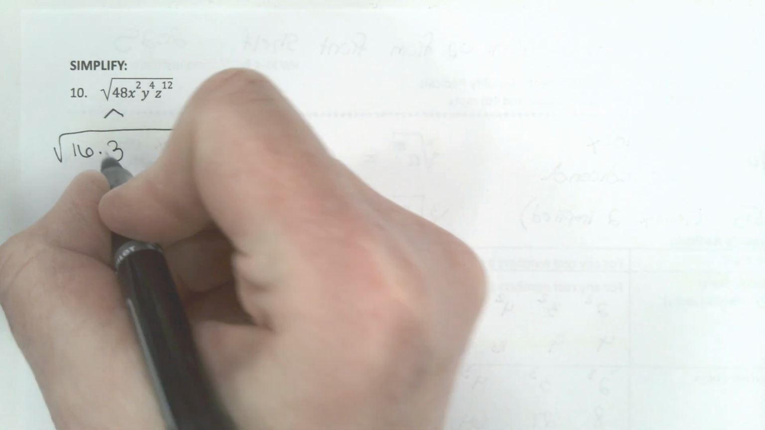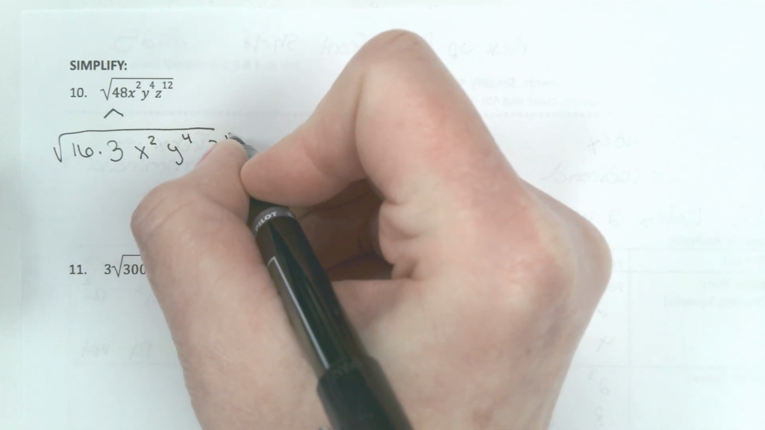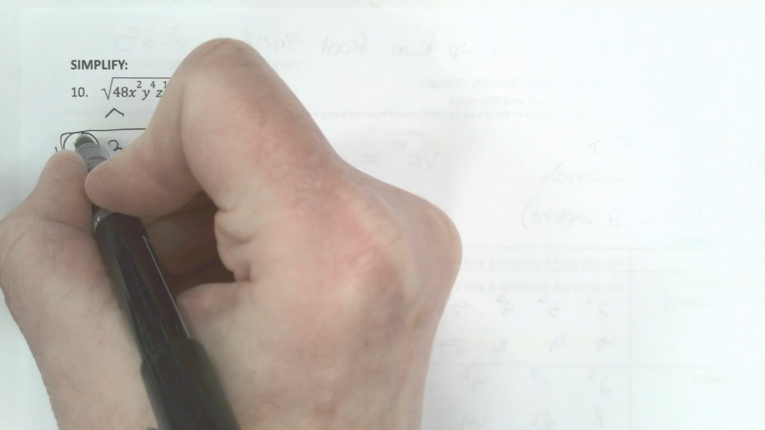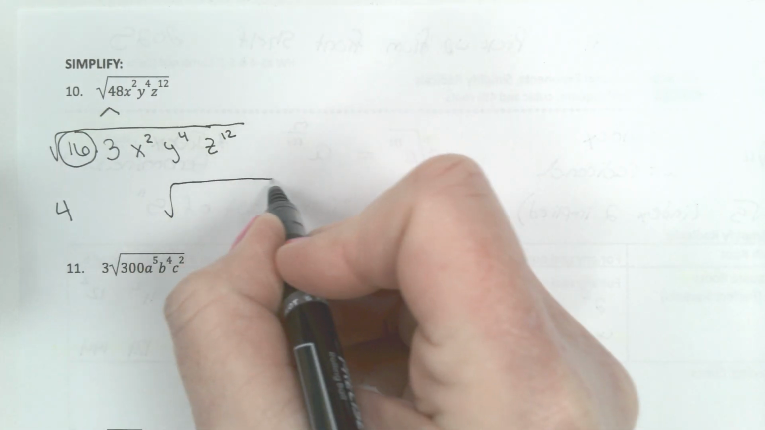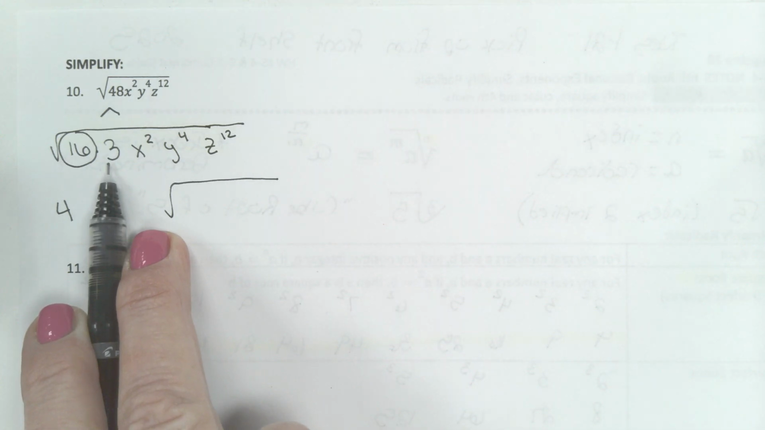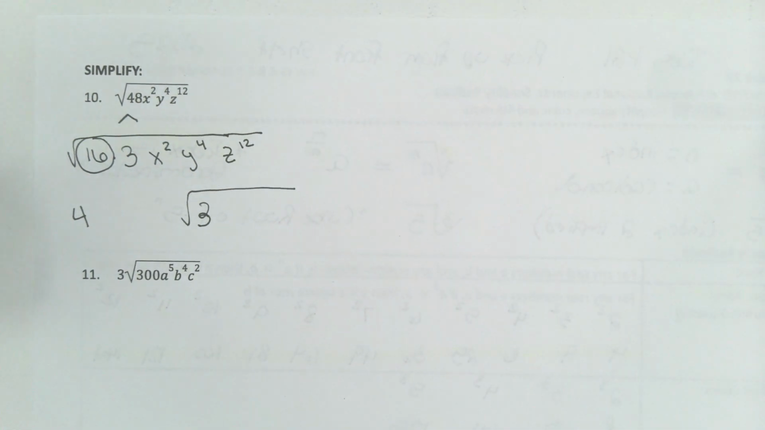3. And then I have x squared, y to the 4th, z to the 12th. All right? Sometimes to keep myself organized, I circle the ones that are perfect squares that are about ready to come out. So what's the square root of 16? 4. So it gets to come out from under the radical. This 3, is it a perfect square? No, it has no hope. That's a 3, everyone. My bad. One moment. There we go. It has no hope of coming out from under the radical, so it stays right where it is.